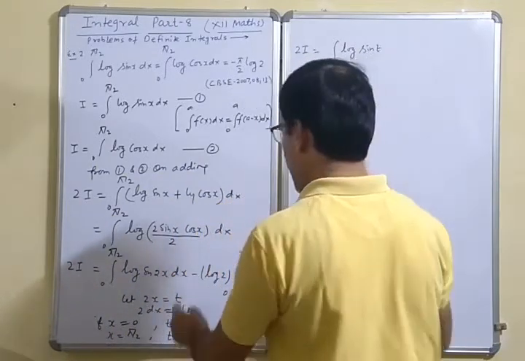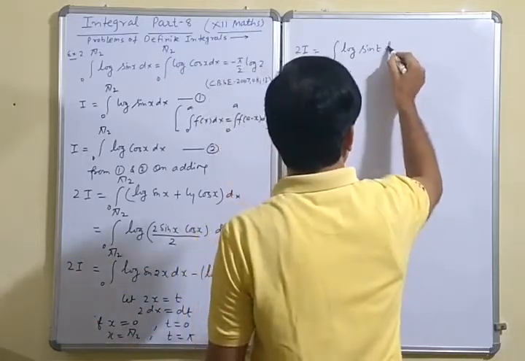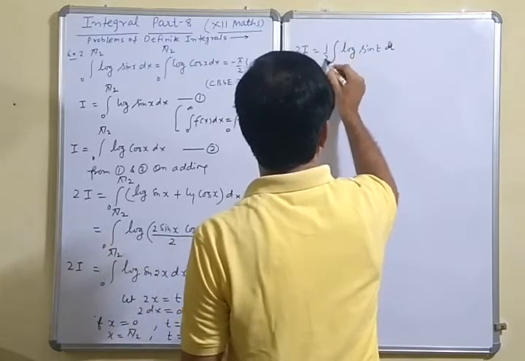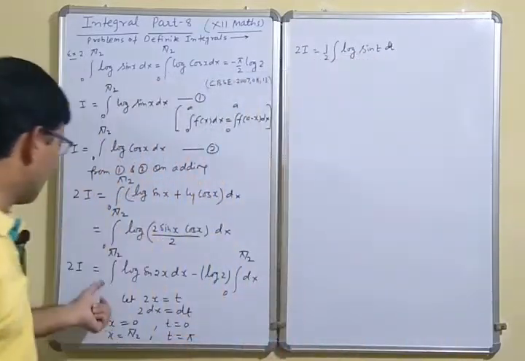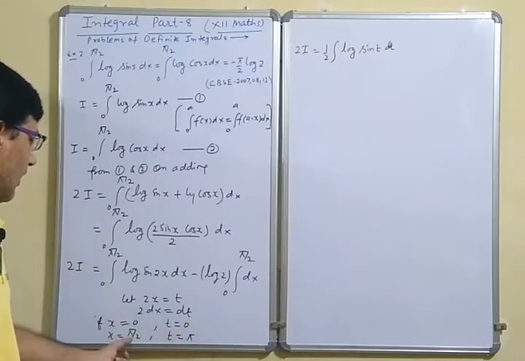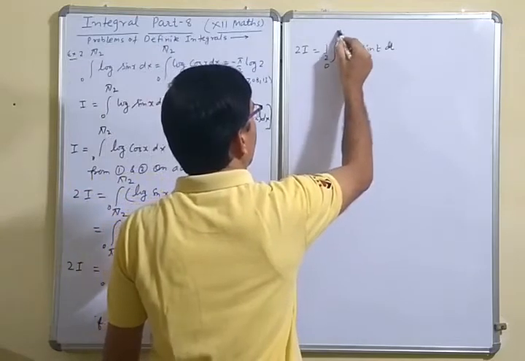log sin t, and dx is equal to what? dx is equal to dt by 2. So that is dt by 2, meaning 1 by 2, and now you take the limit. The limit will be: at x is equal to 0, t is equal to 0, and at pi by 2 it becomes pi. So now the limit is from 0 to pi.